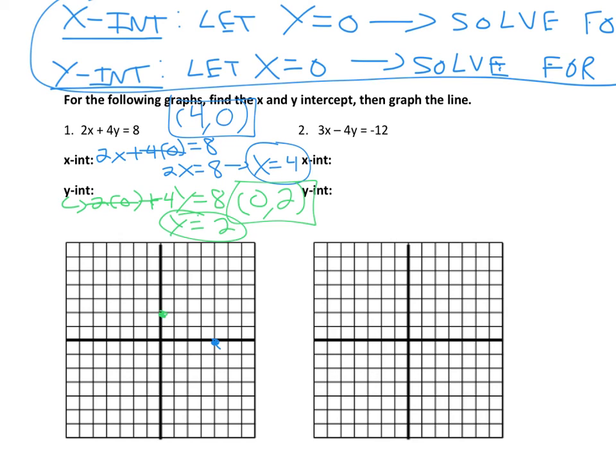And there I have it. I just have 2 points. And I just connect the x and the y-intercept, and I have my line right here. So when you graph by this method, you're only going to get 2 points. The point that hits the x-axis and the point that hits the y-axis. You connect those 2 points, and you have your line.